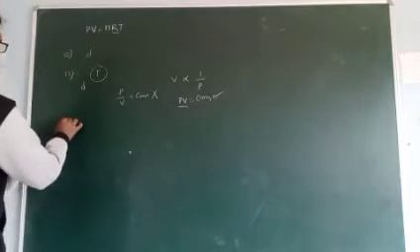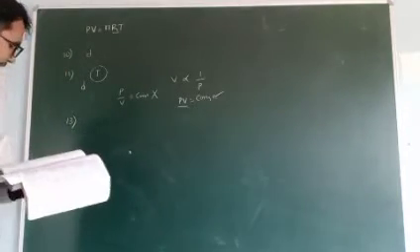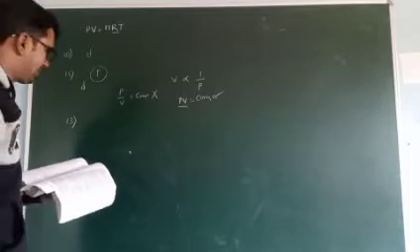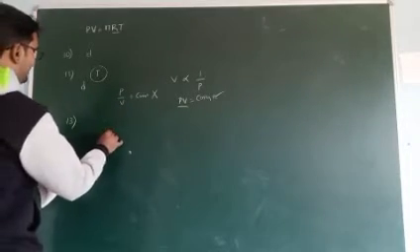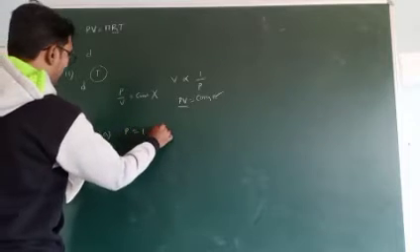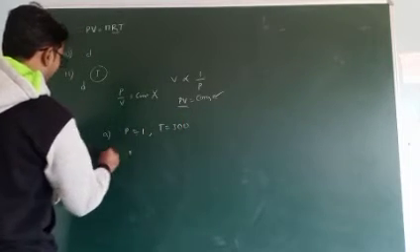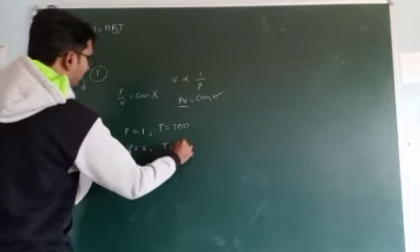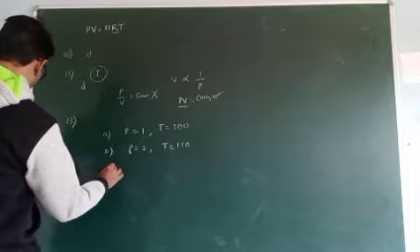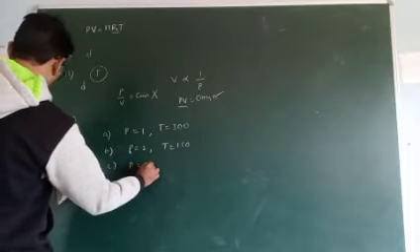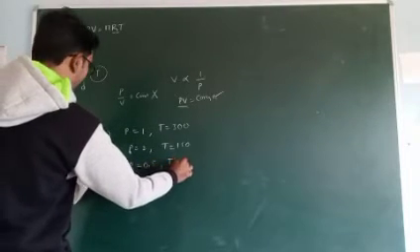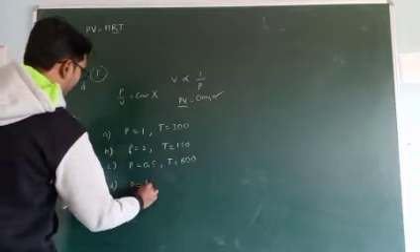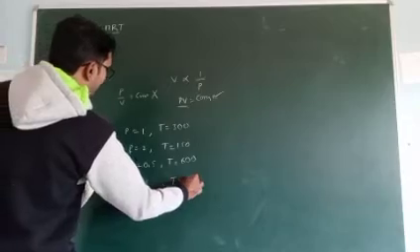13th problem. An ideal gas will have maximum density. Four options are given here. For A, P is equal to 1 atmosphere, T is equal to 300 Kelvin. For B, P is equal to 2 atmosphere, T is equal to 150. For C, P is equal to 0.5 atmosphere, T is equal to 600 Kelvin. For D, P is equal to 1 atmosphere, T is equal to 500 Kelvin.